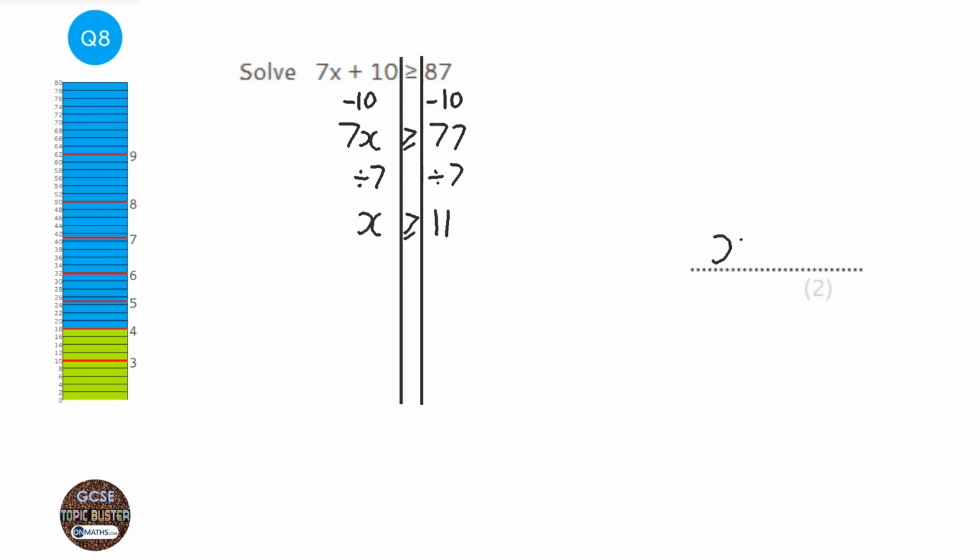Now it's really tempting, and there we go, I've already made a mistake. It's really tempting to put an equal sign in there, but in some exams in the past you get 0 marks, even if it's a 3-mark question, for putting an equal sign, so remember to put the same sign.